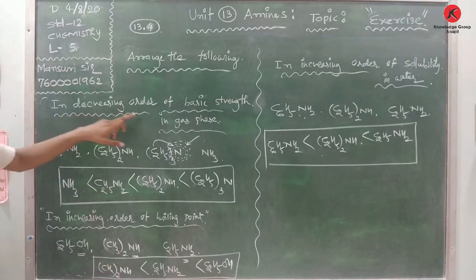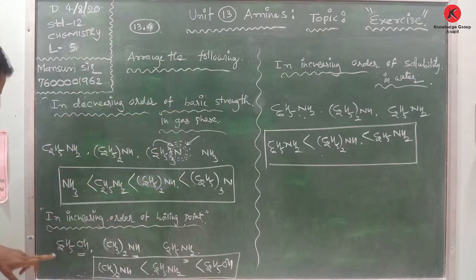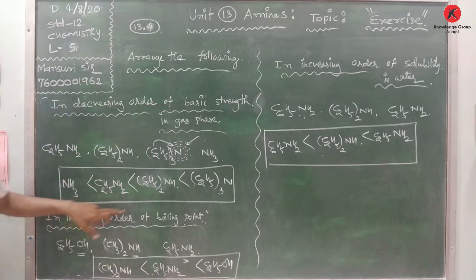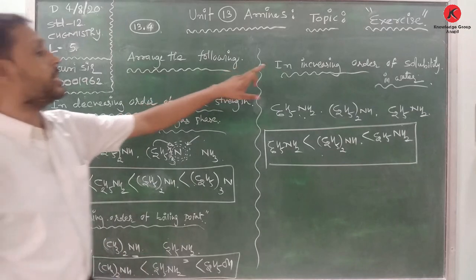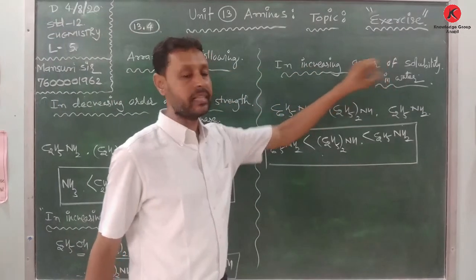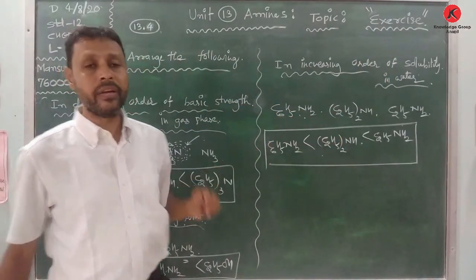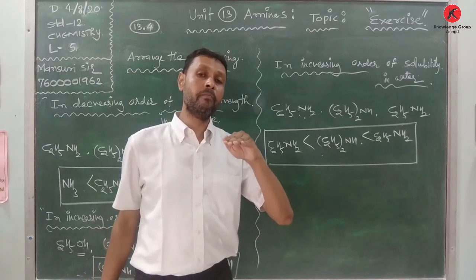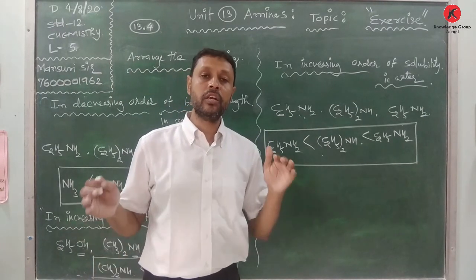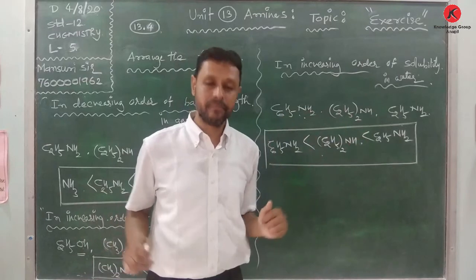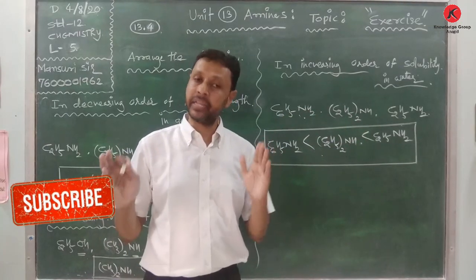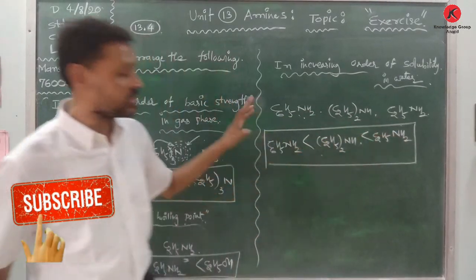Decreasing order of basic strength like this, increasing order of boiling point like this, and increasing order of solubility in water like this. Here what we have done is, if the substance contains more carbon, then solubility will be decreased. Okay, that is why this is the answer.